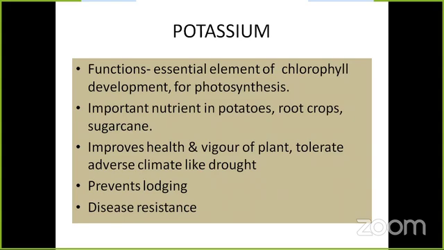Tolerates adverse climates like drought. Potassium, if it is in the correct quantity, it helps to tide over adverse climatic conditions like drought. So as I said, it prevents lodging, and that means stem will become stronger. Cell walls are going to be stronger. It also gives disease resistance.